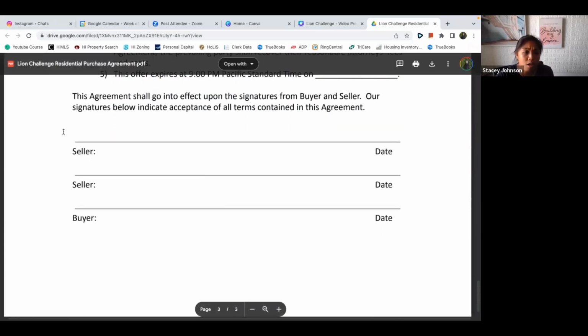If you're good with that, Mr. Seller, you can go ahead and sign here. I'll go ahead and sign here and we should be good to go. That's literally it.